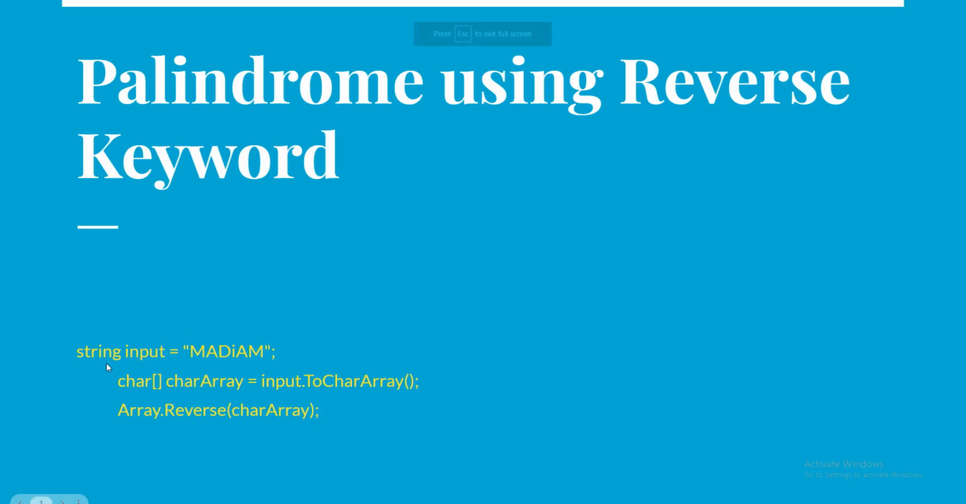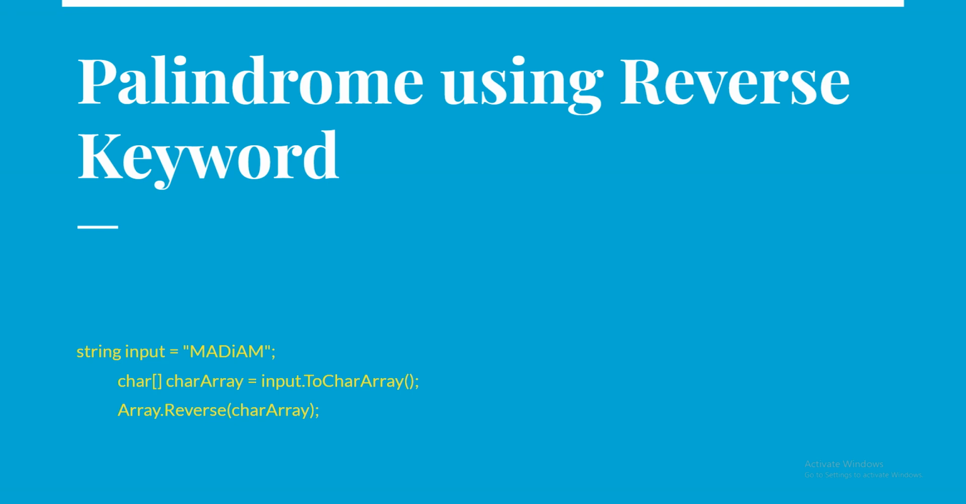So, see, this is a syntax, like how we are using the reverse keyword and how that will help us in finding the reverse of a string, and also that will help us in finding a palindrome text.